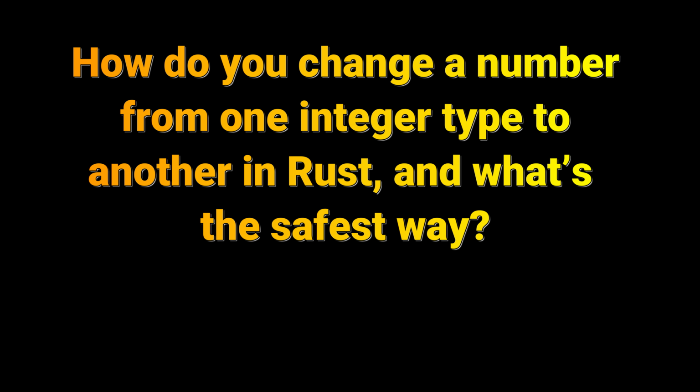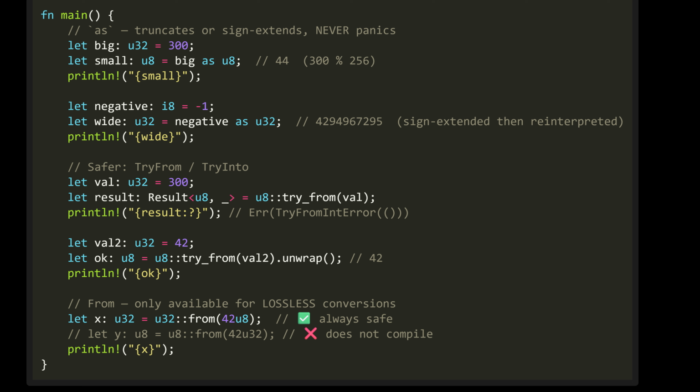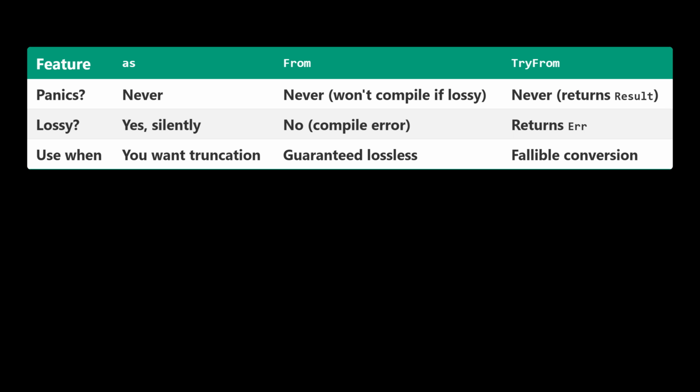You can use the as keyword to cast between integer types. It will never cause an error, but it might change the value by cutting it down to fit the new size. For example, a large number cast to a smaller type will wrap around. For better safety, you should use the try_from method. This returns a result that tells you if the conversion was successful or not, because the number might be too big for the new type. There's also the from method, but it only works when the conversion is guaranteed to be lossless, like going from a smaller type to a larger one.